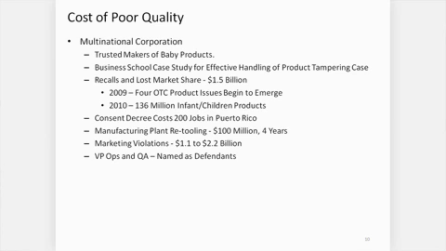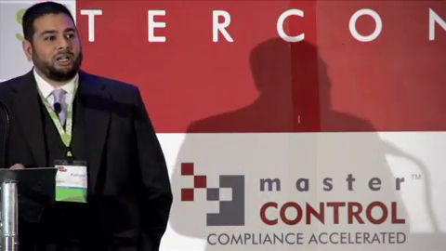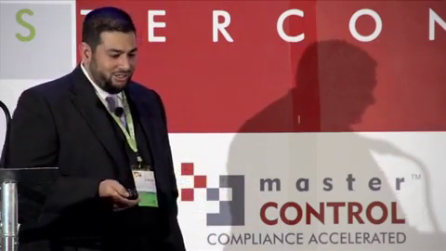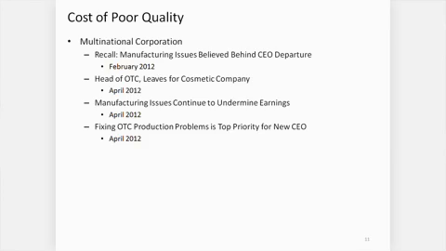And the thing that's scary to anyone who's in charge of operations or quality is that the government has indicted, and there's a case against their VP of operations and their VP of quality. So if you're not worried about the company's cost, you ought to be worried about your own cost. And so on top of that, the CEO departed in February, and then the head of OTC left in April. Manufacturing issues continue to undermine their earnings, and they hired a new CEO whose biggest job is not to increase market share and increase stock price and drive growth. It's to fix the problems that were caused by not investing in quality.